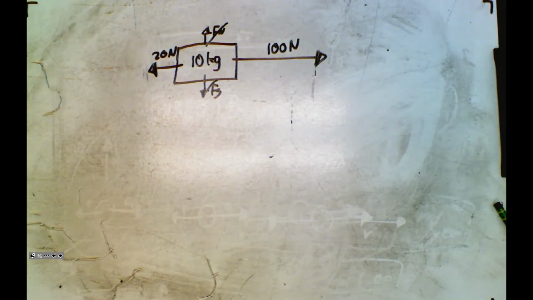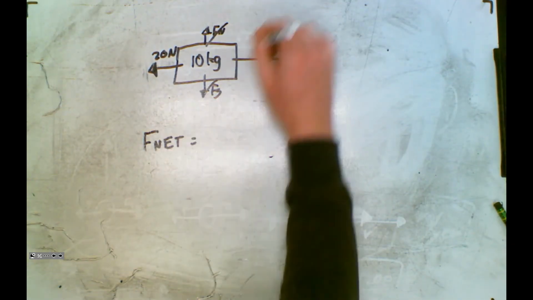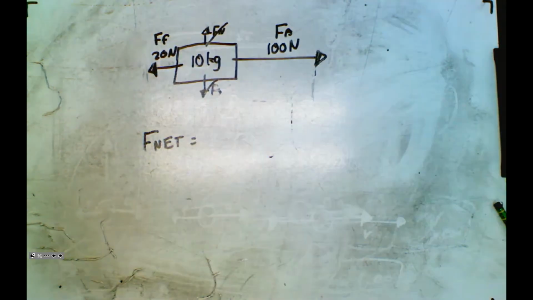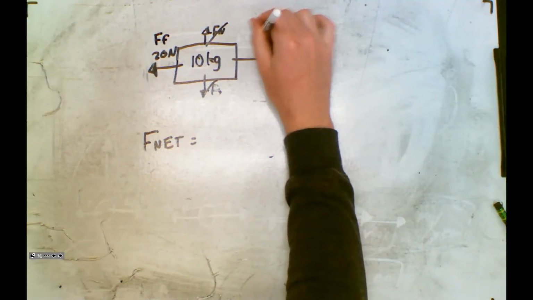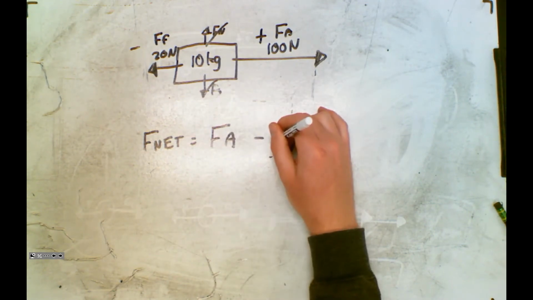So after I draw my free body diagram, I will write an F net equation. This is my force applied, and this is my force of friction. So I'm going to make this positive, I'm going to make this negative, so I can say force applied minus my force of friction, right?